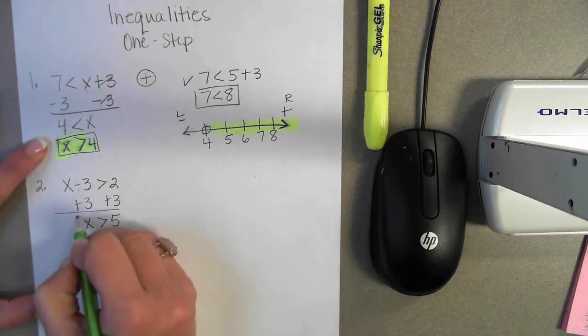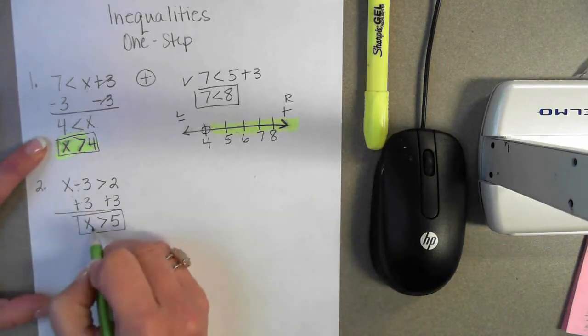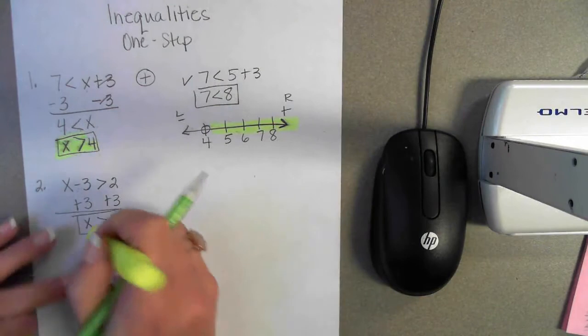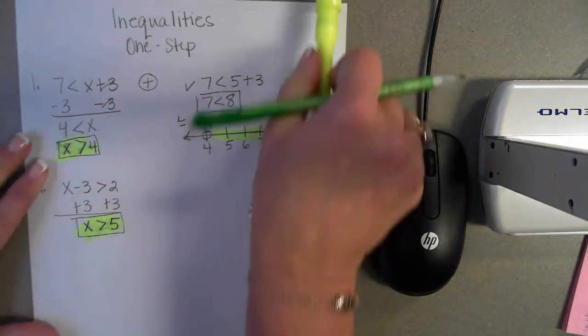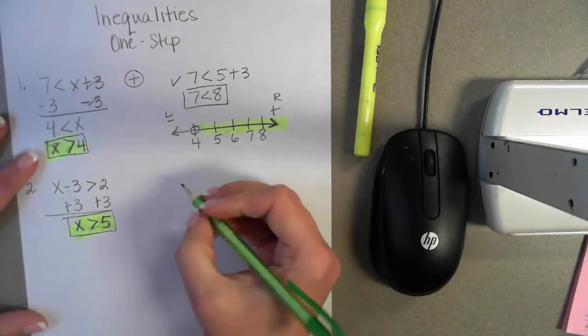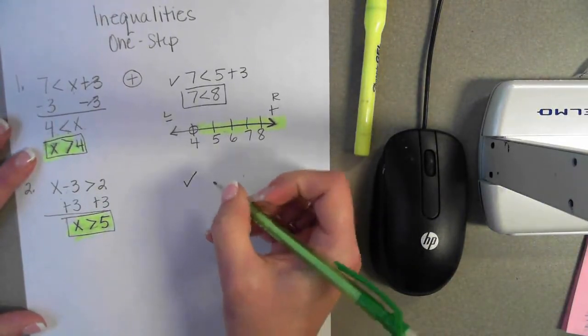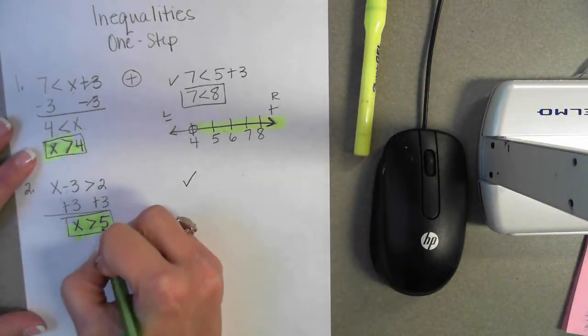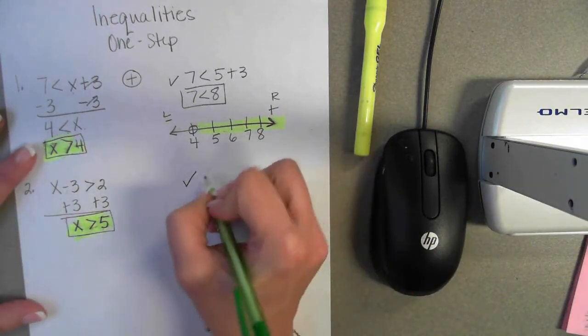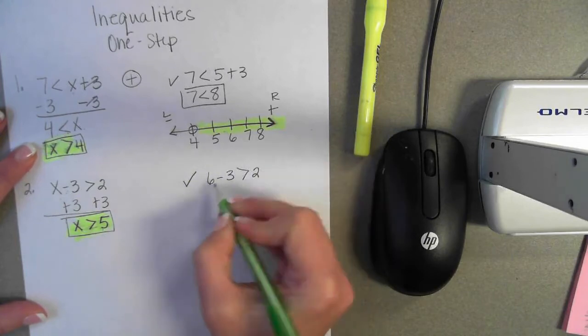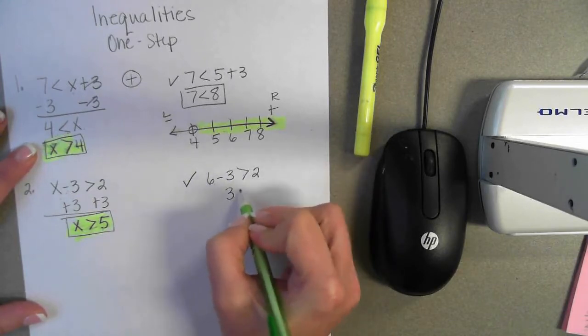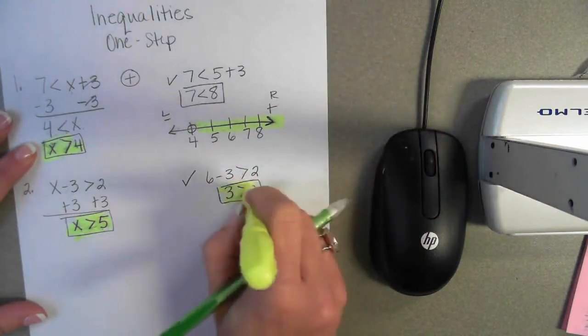So since x is greater than 5, my x is on the left-hand side, so we're fine. We don't have to flip-flop it. That means I can't include 5. It's greater than 5, so I'm going to check it. I'm going to plug in a number greater than 5. I'm just going to pick 6. 6 minus 3 is greater than 2. Well, 6 minus 3 is 3, and yes, 3 is greater than 2. So my answer checks out.